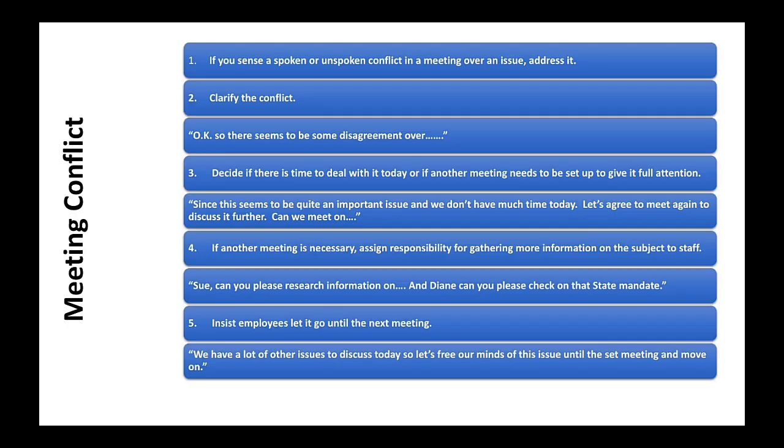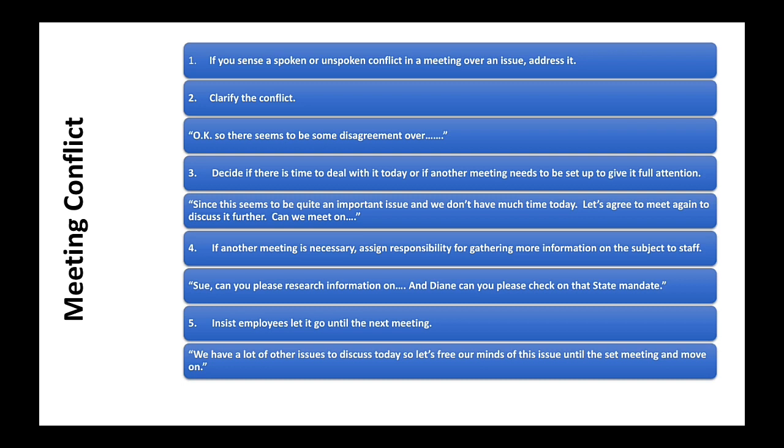So if we are facing a conflict during a meeting or during any kind of seminar, conference, or discussion, then you must follow a couple of points to resolve it. Number one, if you sense a spoken or unspoken conflict in a meeting over an issue, address it. Do not avoid it. If you do not address it, definitely the problem will not resolve. The problem would be there, and over a period of time it will increase. Therefore, address it immediately, the time you sense it.